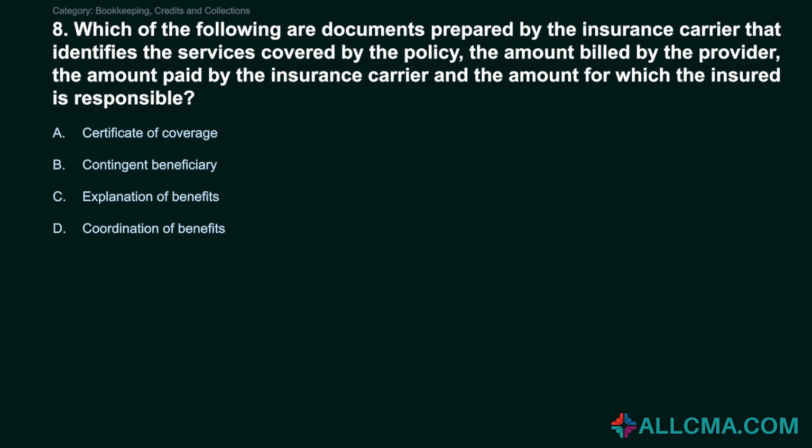8. Which of the following are documents prepared by the insurance carrier that identifies the services covered by the policy, the amount billed by the provider, the amount paid by the insurance carrier, and the amount for which the insured is responsible? A. Certificate of coverage. B. Contingent beneficiary. C. Explanation of benefits. D. Coordination of benefits. Correct answer: C.